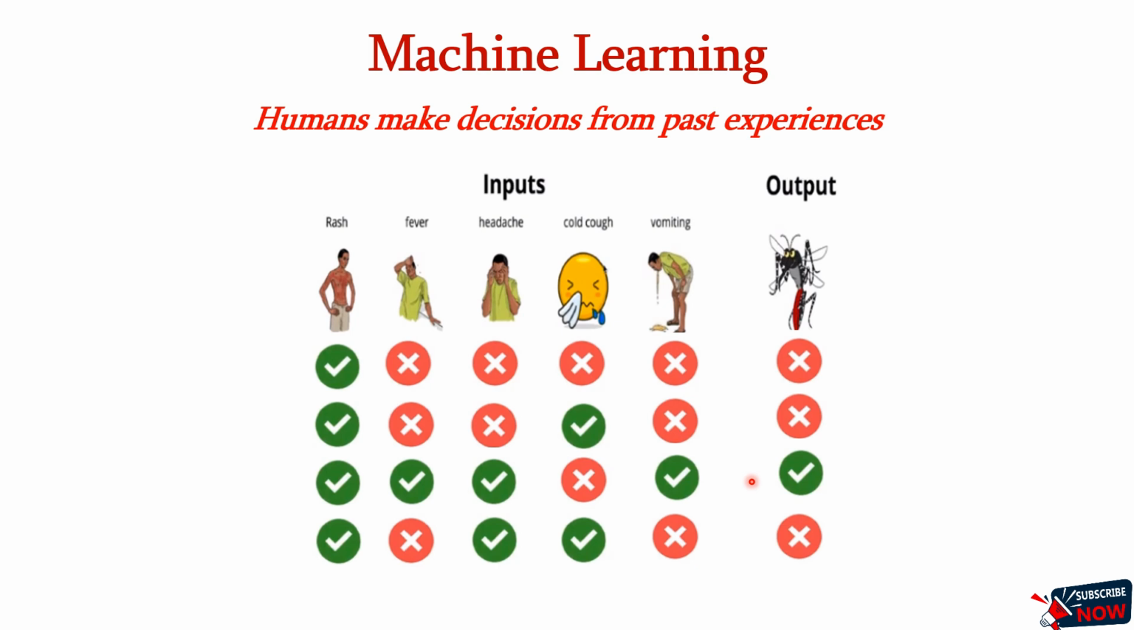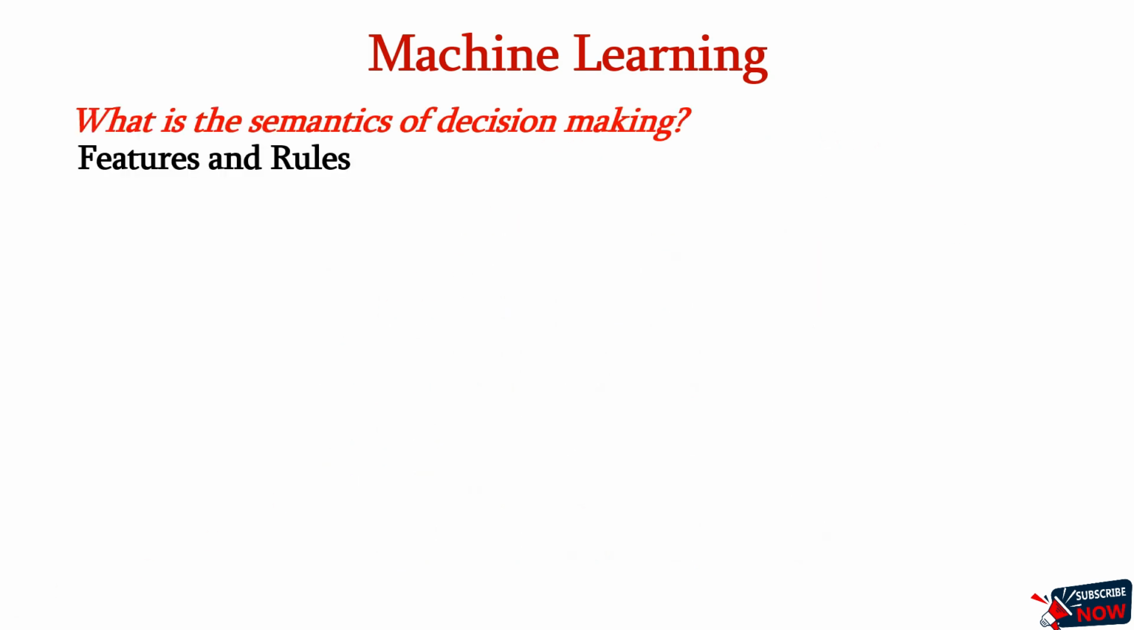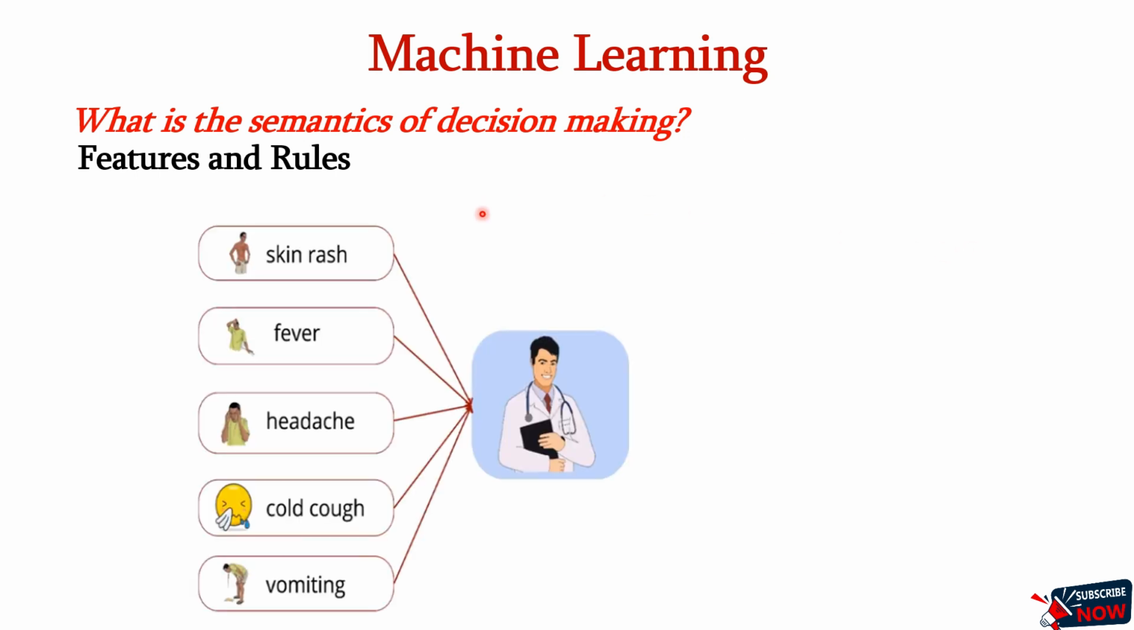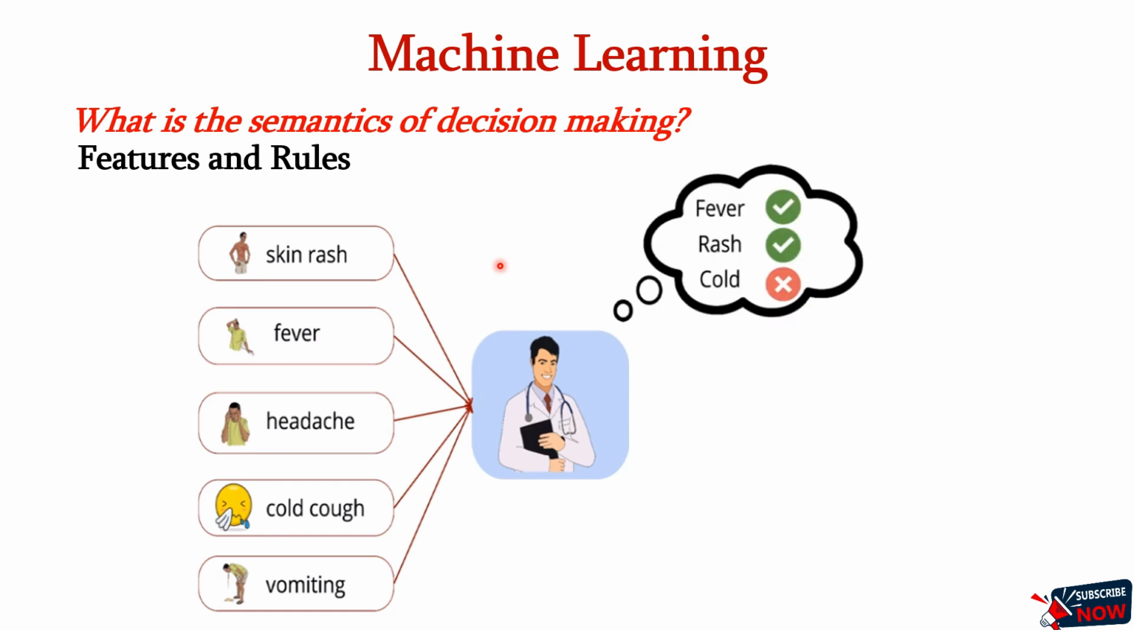The doctor would have treated many patients in his past experience. So based on his experience, he analyzes the symptoms of the patients and then decides whether the patient is having fever or not. Thus, human beings make decisions based on their past experiences. What are the semantics involved in this decision making? They are features and rules. Features are the symptoms and the rules are framed by the doctor based on his experience, which in turn decides the output.